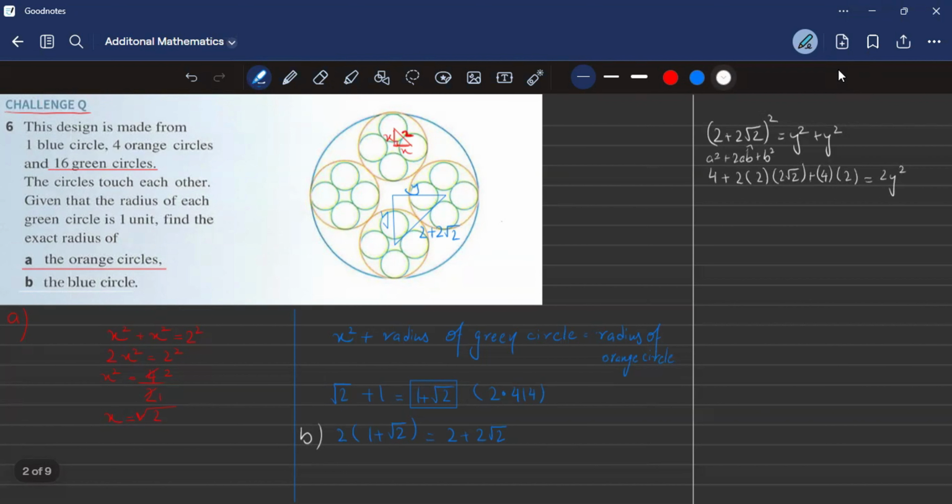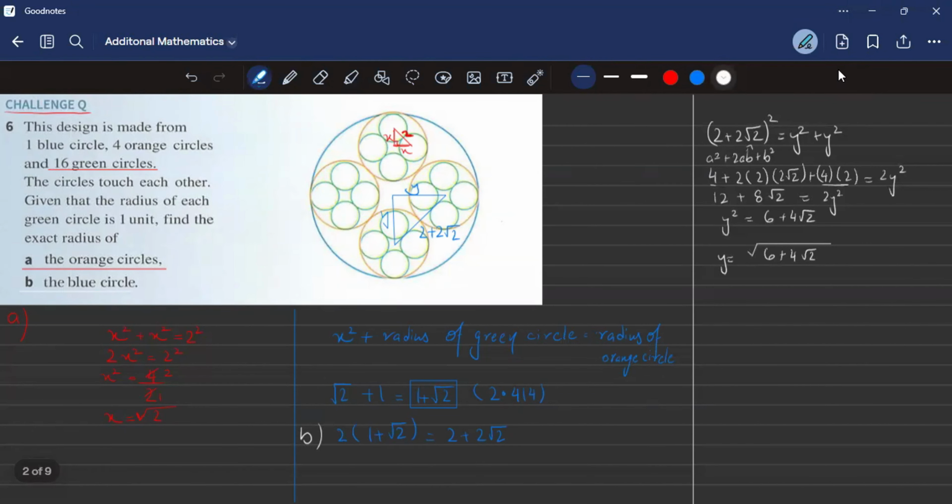Okay, so the next thing is to simplify this. 4 twos are 8, and 4: 8 plus 4 is 12, plus 2 times 4 times 2, which is 8 under root 2, equal to 2y squared. And y squared is equal to 12 plus 8 under root 2 divided by 2, which gives us 6 plus 4 under root 2. Now we say that y is equal to the under root of 6 plus 4 under root 2.